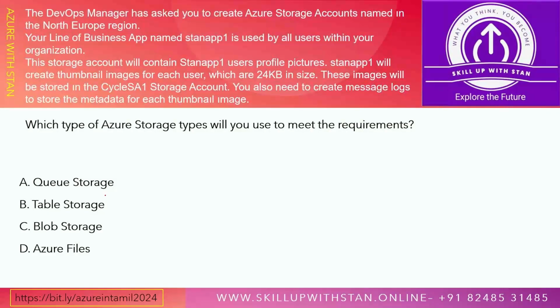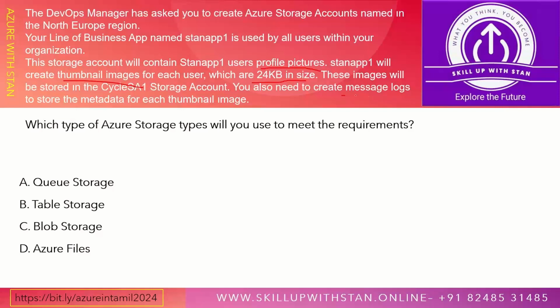Okay, so next question. The DevOps manager has asked you to create an Azure storage account in the North Europe region. Your line of business application named Stan App 1 is used by all the users within your organization. The storage account will contain Stan App 1 user profile pictures. Okay, so it will need to store objects, the pictures. And Stan App 1 will also create thumbnail images. Okay, again, images is the same. So they are saying which are only 24 KB in size. These images will be stored in the storage account.